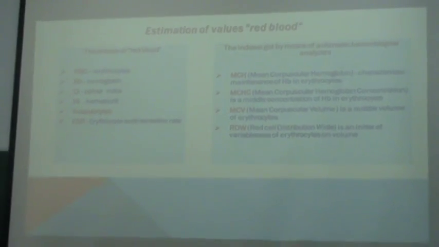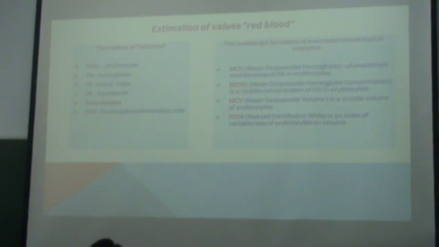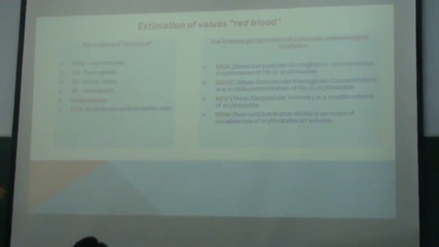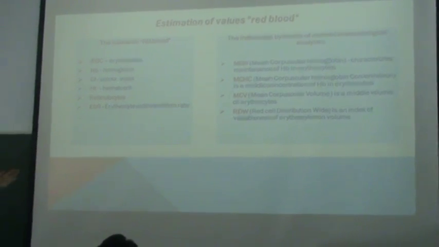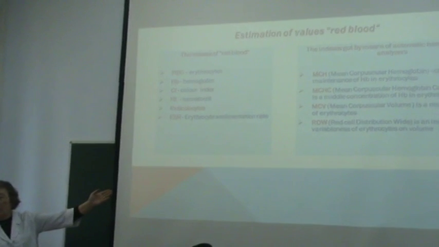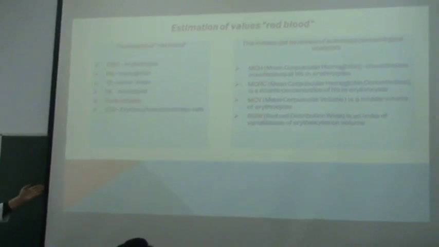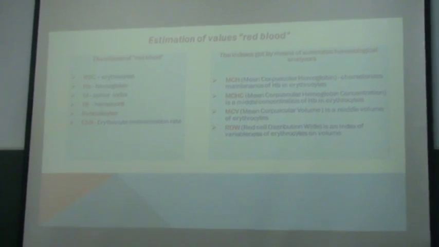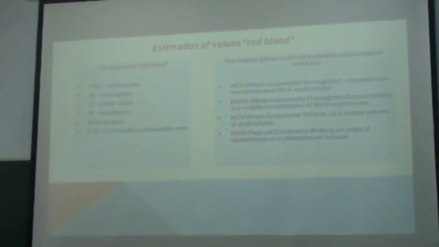This is the indicator of red blood. In the left column, we have elements which we use constantly. And in the second column, we have elements which we receive by automatic hematological analyzers.